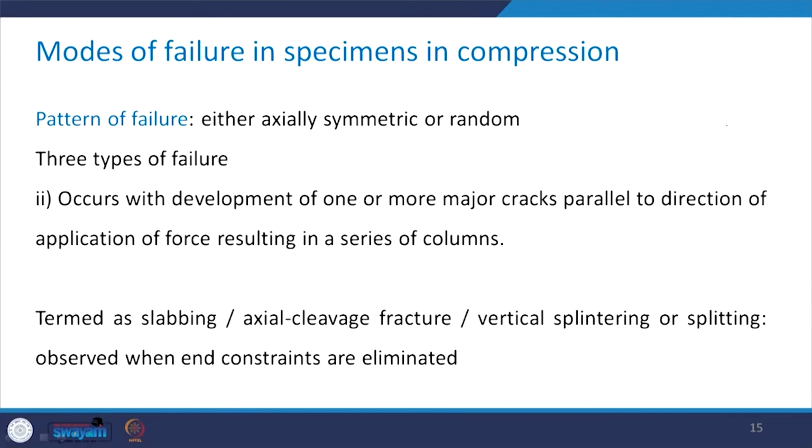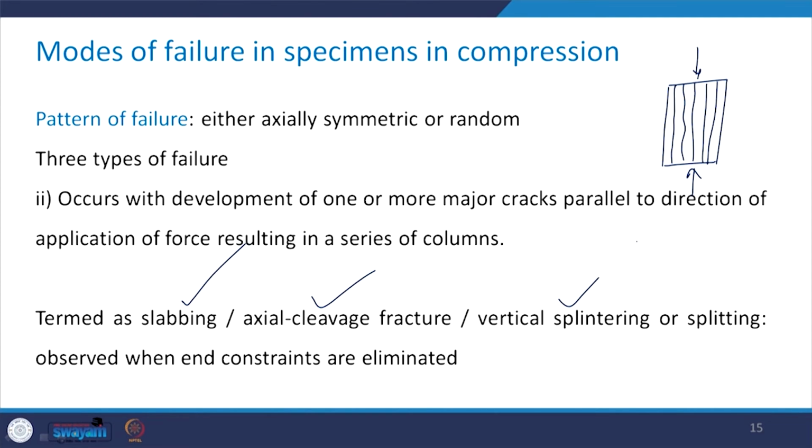The second type of failure occurs with the development of one or more major cracks parallel to the direction of the application of the force, resulting in a series of columns. So, you see it looks like this. This kind of situation can be there under the application of the load. This is termed as slabbing or axial cleavage fracture or vertical splintering or splitting.